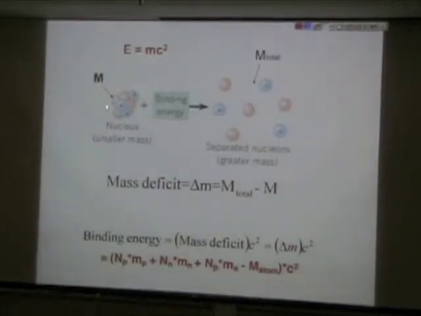We have to compare 2 masses: the actual mass of the nucleus and the total mass of the individual particles. There is always a difference, and the individual particles always have more mass. So if you subtract one number from the other and multiply by the speed of light squared, that gives you the binding energy.